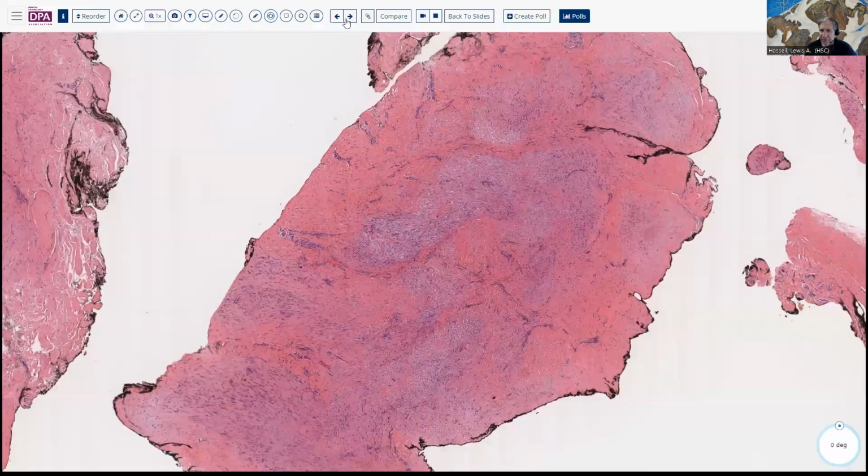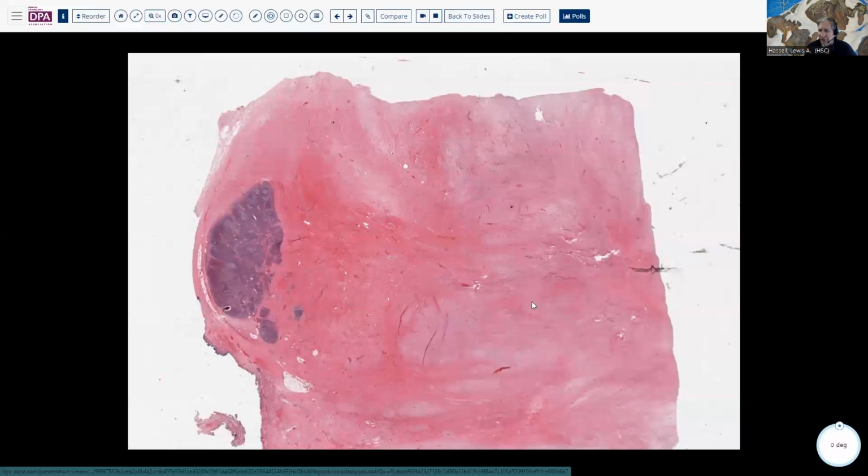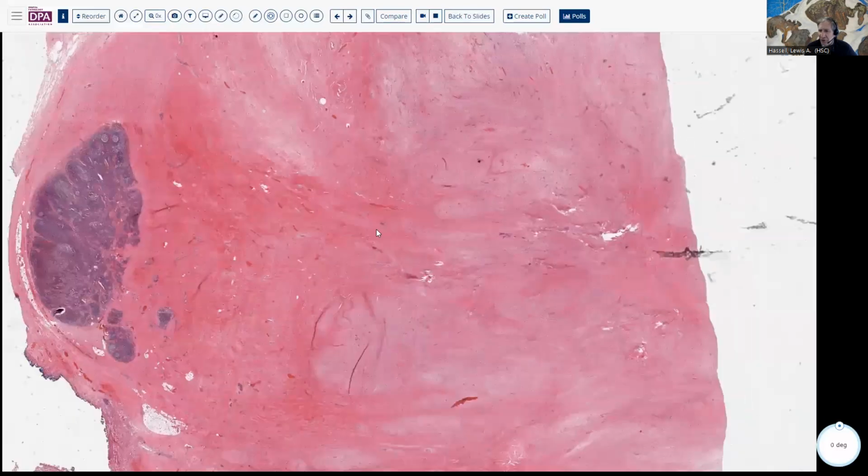Now this looks very similar to what you see in the deeper varieties of this lesion. As you can see here, one that's adherent to the bowel.